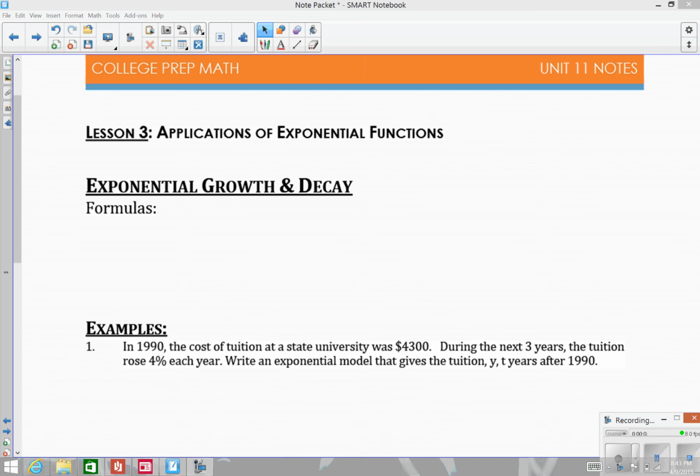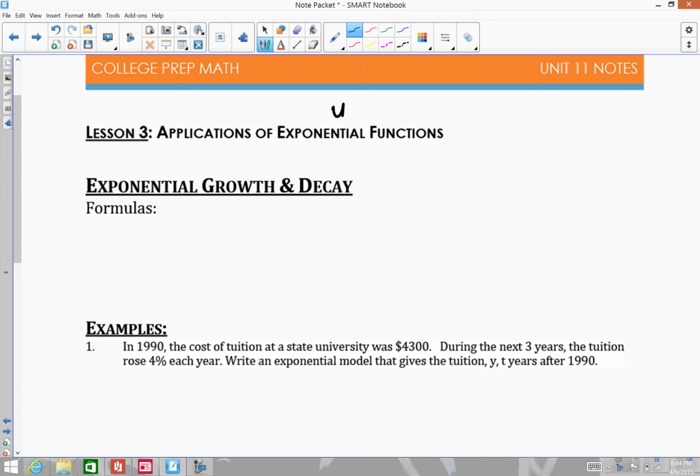In lesson 3, we're going to look at applications of exponential functions. There are going to be some different types, and the first is just looking at our generic exponential functions. If you remember, we have the growth function, and then we have the decay function. Typically when we're thinking about exponential functions, it's in the form y equals a times b to the x, where a is the initial value and b is the rate at which your function is growing.